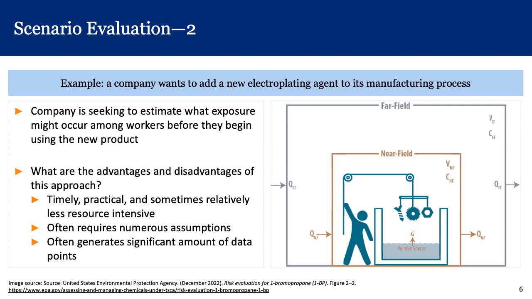In this case, one could utilize various models as depicted here in the schematic to estimate what the exposures might be to individuals working so that the company can make a decision about whether they should utilize this new product. In this case, you have very sophisticated models such as near field and far field exposure modeling, depending on how close you're standing to the electroplating bath. And these models can be utilized to help make those types of decisions about whether this new electroplating agent should be used, whether the exposures might be significant in this particular scenario.